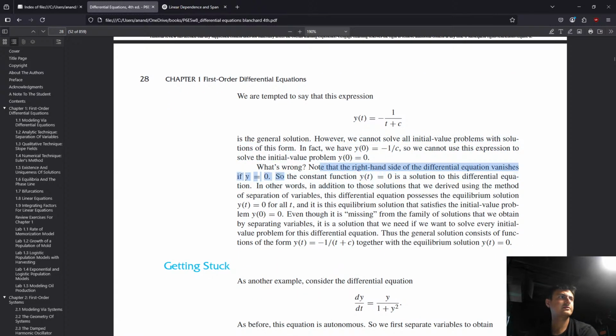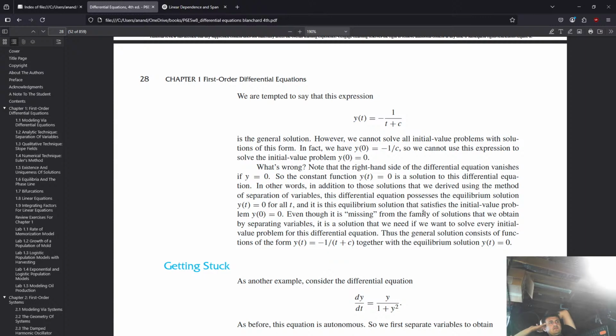The right-hand side of the differential equation vanishes if y equals 0, so the constant function is a solution, and it is this equilibrium solution that satisfies the IVP, y of 0 equals 0, even though it is missing from the family of solutions that we obtained by separating variables. It is a solution that we need if we want to solve every IVP.